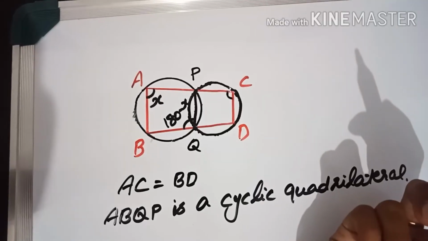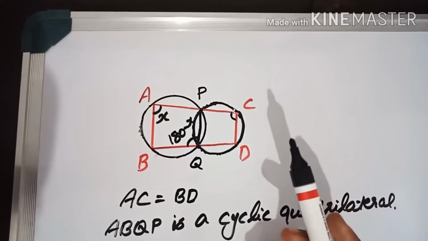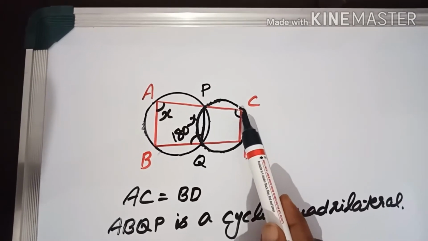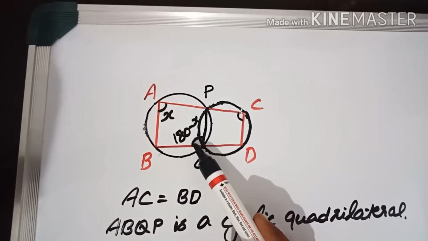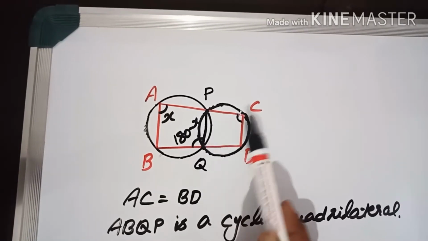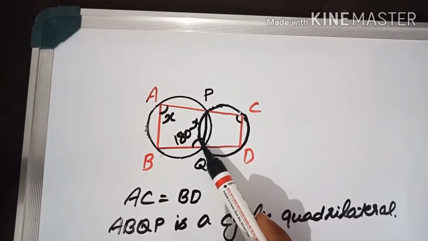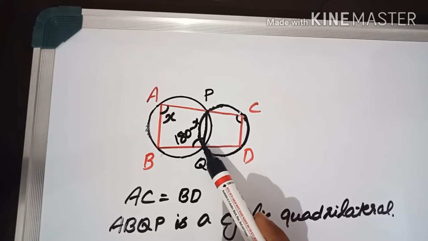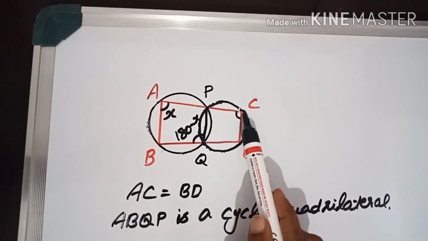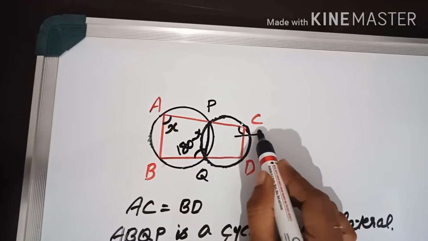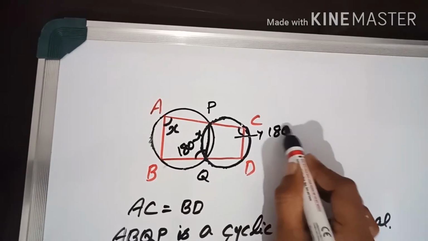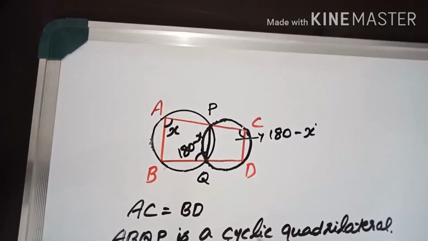Now in the previous section we proved that the angle at one vertex and the outer angle through its opposite vertex will be equal. So the outer angle through Q is 180 minus x. Angle Q's opposite vertex is C here. So angle C will also be 180 minus x degrees.